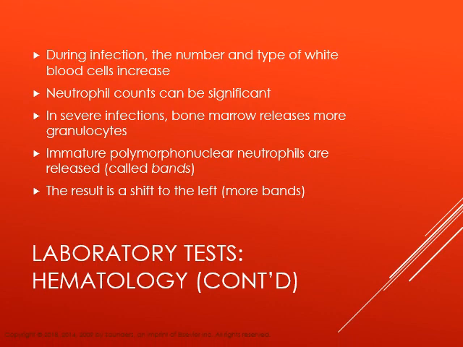Hematology tests measure the white blood counts, or your WBCs. During an infection, the number of white blood cells increases. This increase is referred to as leukocytosis. Neutrophil counts can be significant. In individuals with severe infections, bone marrow releases more granulocytes. Also, immature polymorphonuclear neutrophils are released. These are called bands. The result is referred to as a shift to the left.